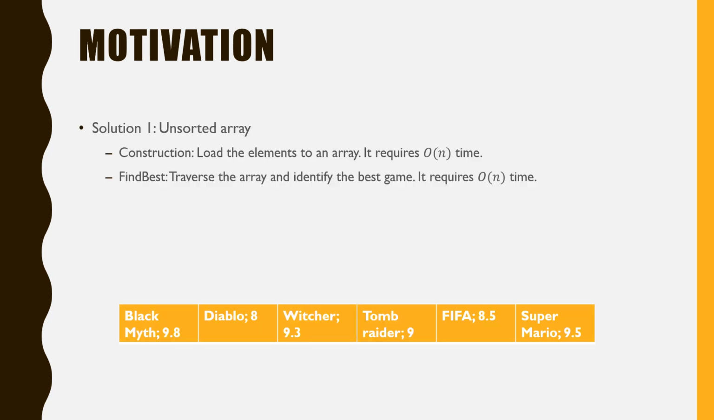First, we use an unsorted array to store the set of n candidate games. Since the games do not need to be sorted by their ratings, we can load them directly into the array in O(n) time. For example, the array shown here stores a set of games along with their ratings. The games are not sorted by their ratings, and their orders are arbitrary. To find the best game, we must examine each game in the array, as the games are unsorted. This requires O(n) time.